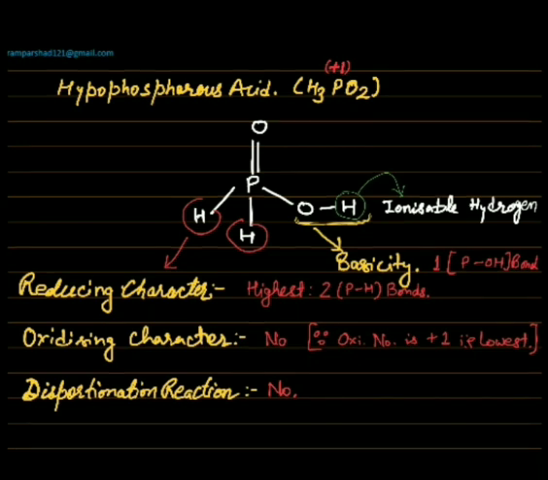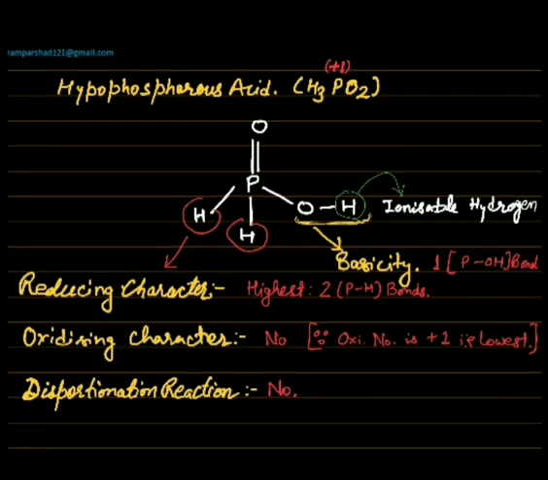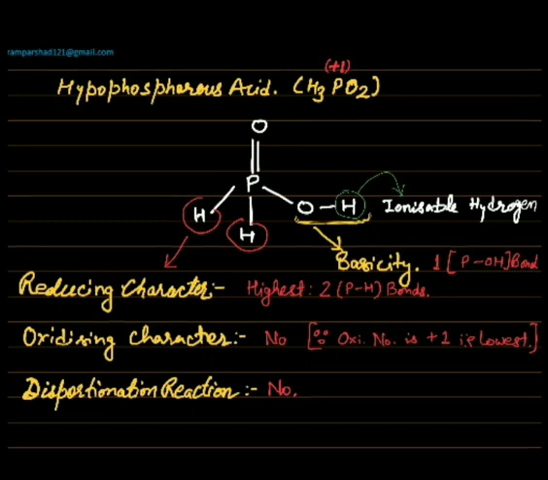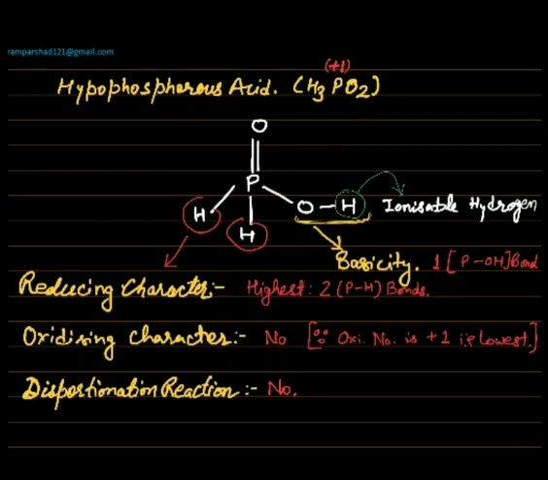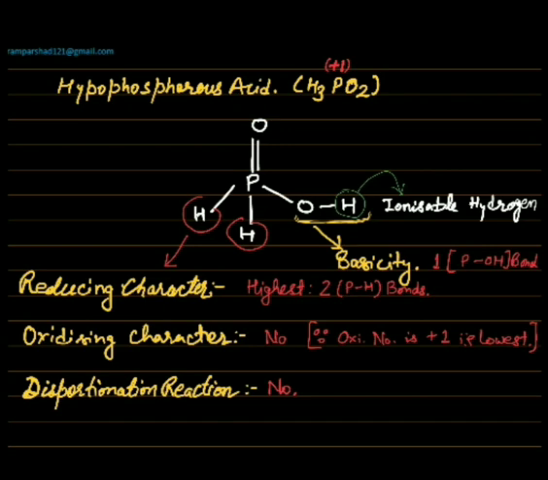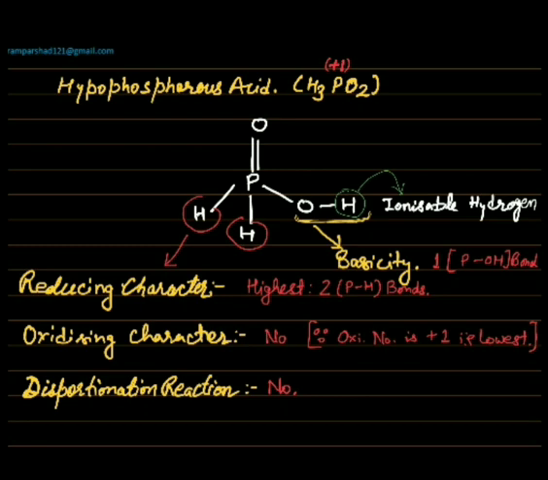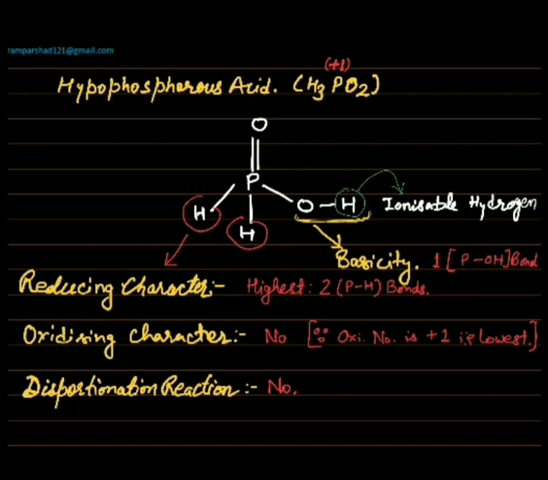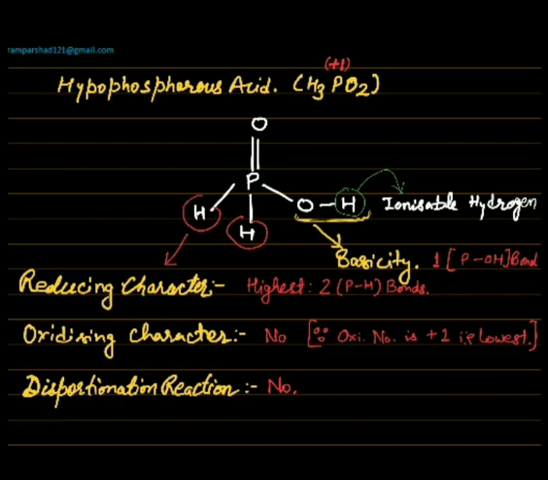Now the oxidizing character. It does not have any oxidizing character because here the central atom, phosphorus, is in the lowest oxidation state. It cannot oxidize other elements by decreasing its oxidation number below +1. Moreover, it can increase its oxidation number from +1 to +3 or more. Now the next is the disproportionation reaction. Hypophosphorus acid does not undergo a disproportionation reaction.